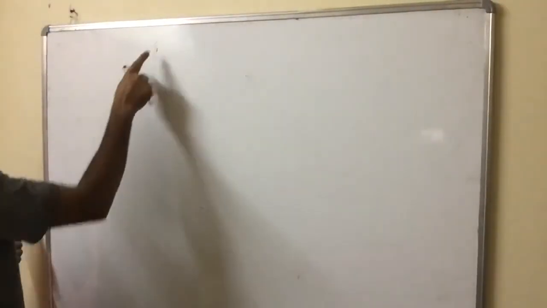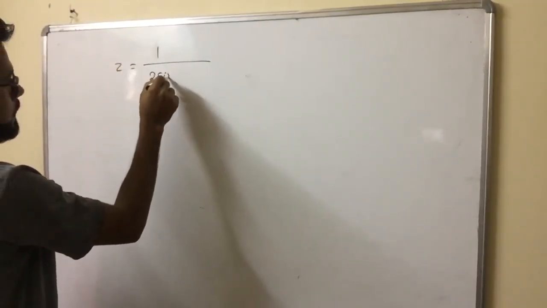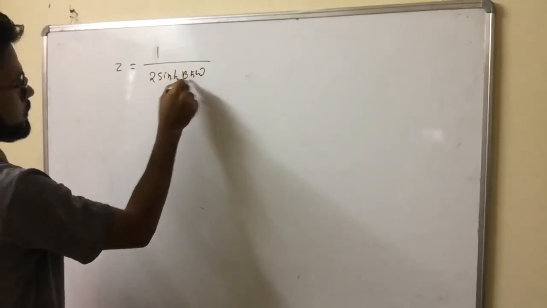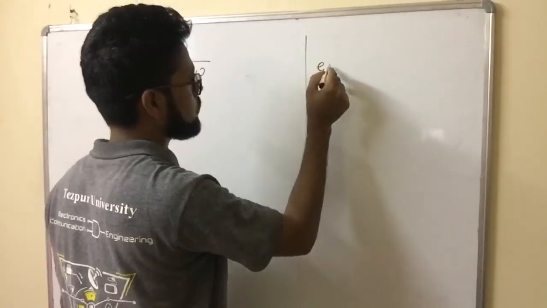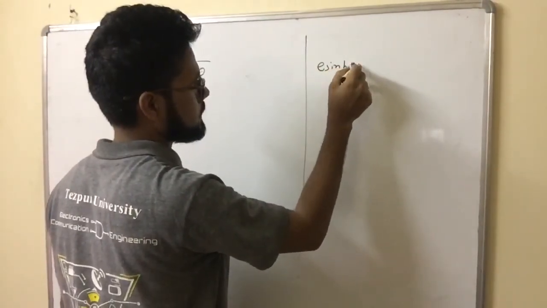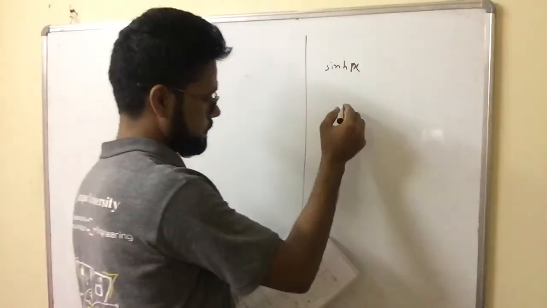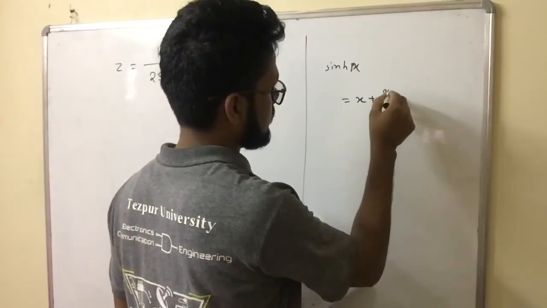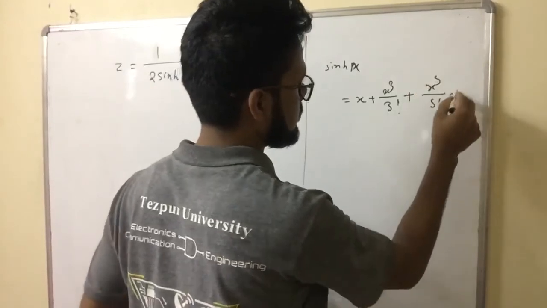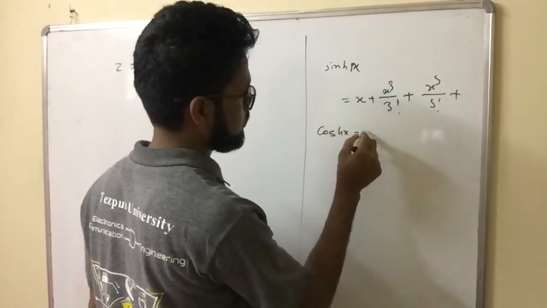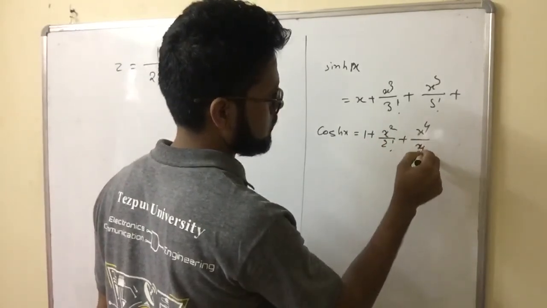Again back to the partition function of a single harmonic oscillator, I finally get 1 by 2 sinh of beta hbar omega by 2, right? Now can you tell me what is the formula of sinh x? Sinh x equals x plus x cube by 3 factorial plus x to the 5 by factorial 5 and so on, and cosh x equals 1 plus x square by factorial 2 plus only even terms like that.